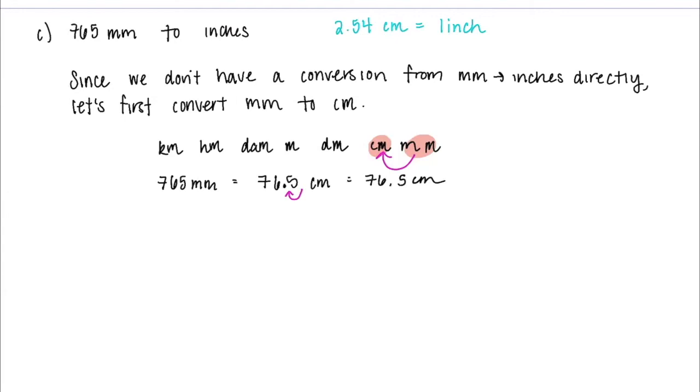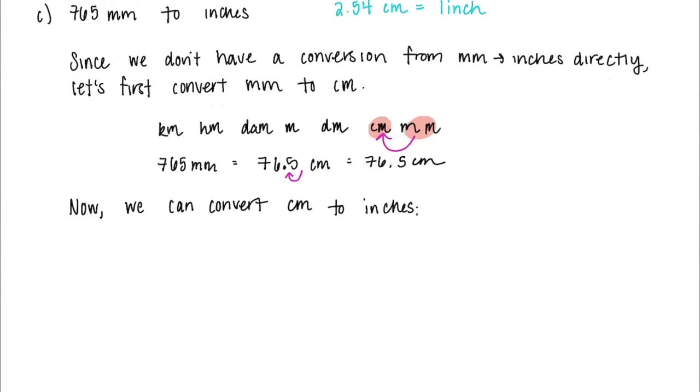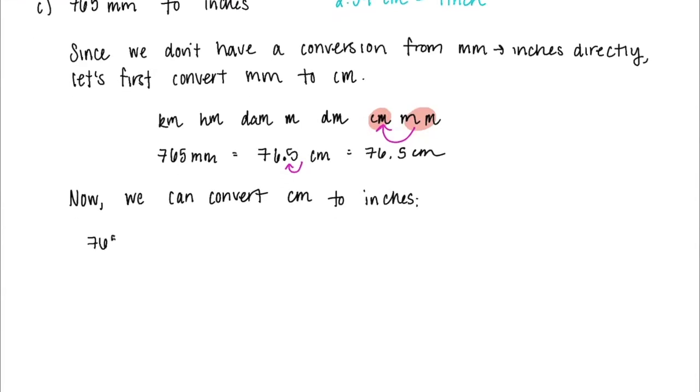So 765 millimeters is 76.5 centimeters. And now we can convert centimeters to inches. So 765 millimeters is equivalent to 76.5 centimeters. And using our lovely conversion, we know something between centimeters and inches: 1 inch is 2.54 centimeters. Man, can't read.